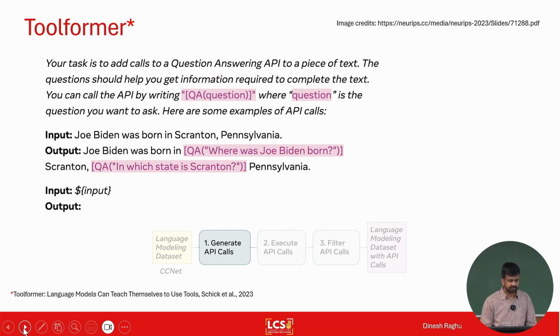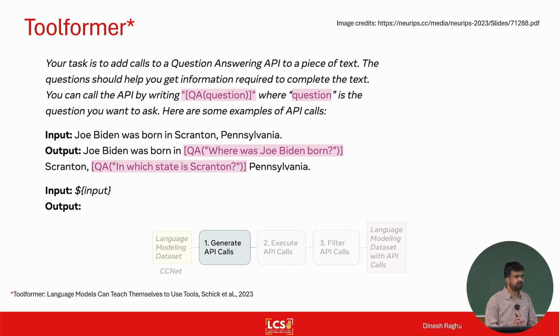First, what they say is that I will use a simple in-context learning prompt, right? I will tell the LLM this instruction saying your task is to add calls to a question answering API to a piece of text. For example, Joe Biden was born in Scranton, Pennsylvania. It shows that you should probably say after that, where was Joe Biden born, and after that you predict the answer Scranton, right? That's what it wants to annotate.